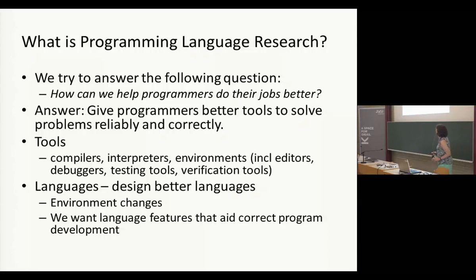Okay? First of all, what is programming language research? What do we do? We try to answer the following question. How can we help programmers do their jobs better? And the answer is we try to give programmers better tools to solve problems reliably and correctly. That's what we do. And by tools, I mean compilers, interpreters, program environments, editors, debuggers, testing tools, verification tools. And we also try to design languages, because if the language models what you're trying to solve, then you're more likely to write the program correctly.